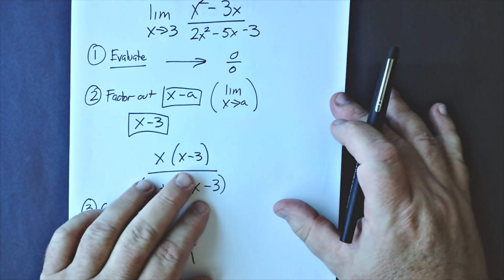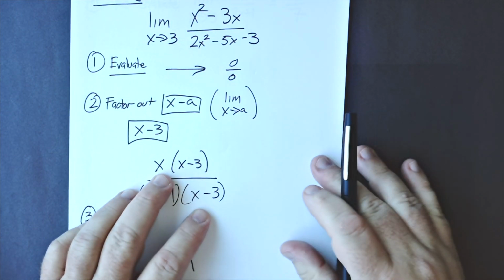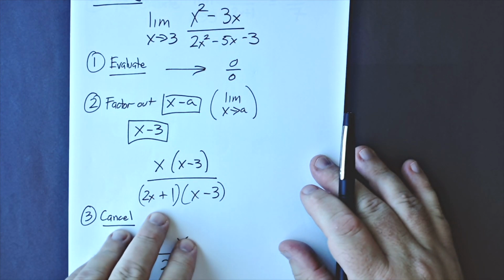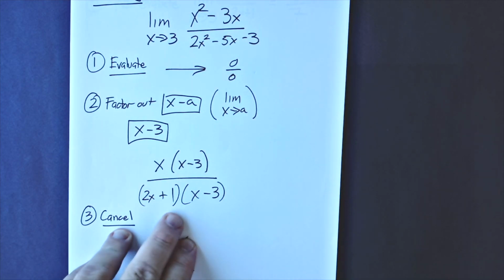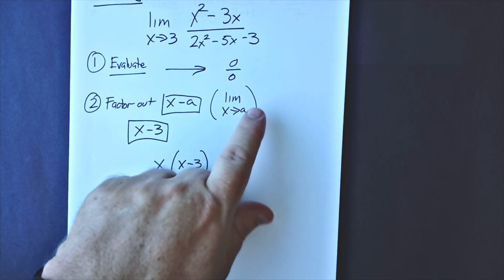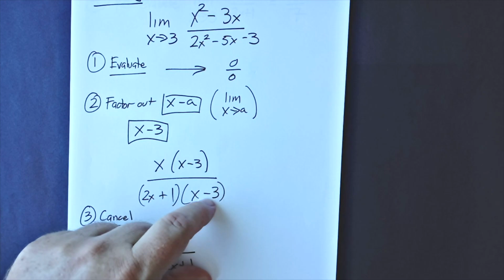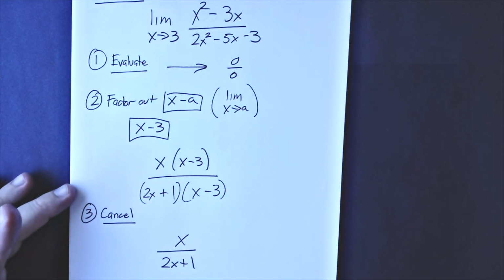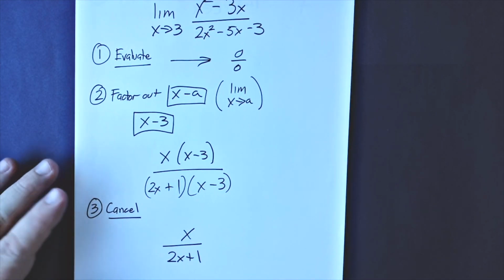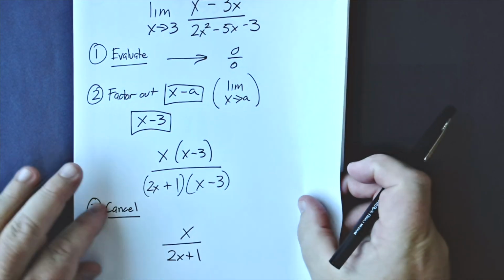So then you're going to go up here and use your factoring techniques. I see I can pull an x out of there, so I get x times x minus 3. And down here I can pull out a 2x plus 1 and an x minus 3. Notice if this is 0 over 0, you are going to get that same factor in both. You must. That's just a requirement. Then the next step would be to cancel those out, get rid of those. And so here's what you get.